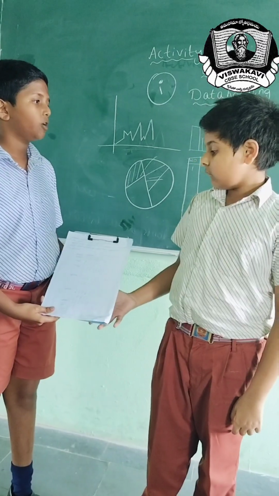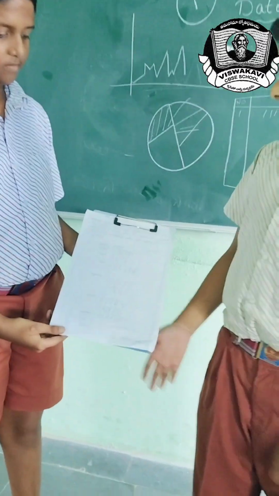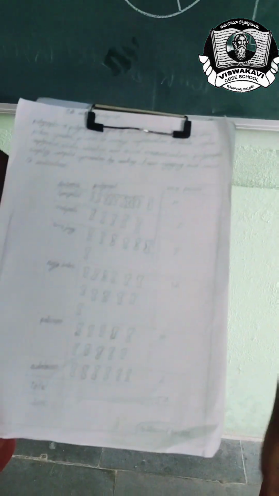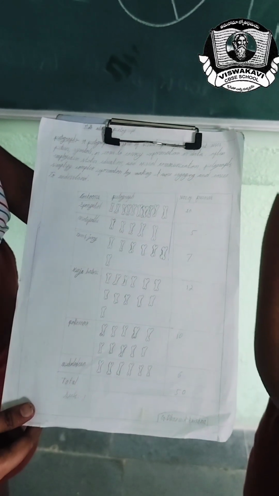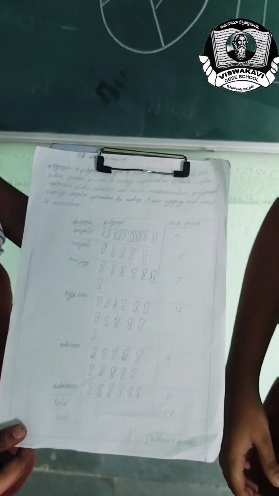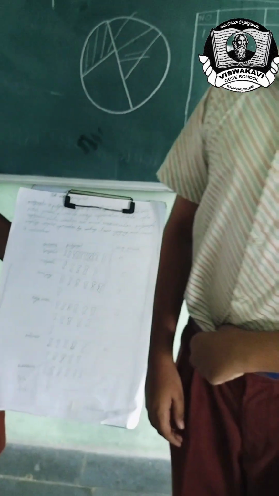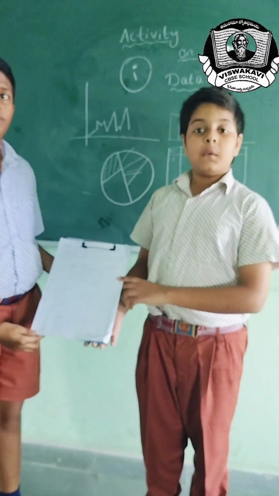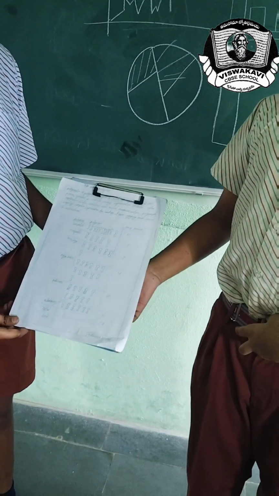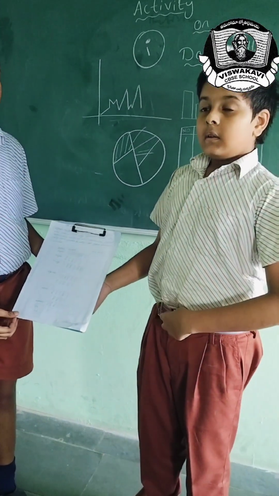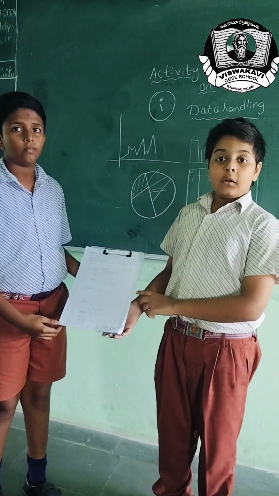How many people like SpongeBob? 10 people like the cartoon SpongeBob. How many people like Motu Patlu? 5 people like the cartoon called Motu Patlu. So you collected information about what? I collected this information from my friends in my apartment. Okay, what type of data is it? It is the information about cartoons.